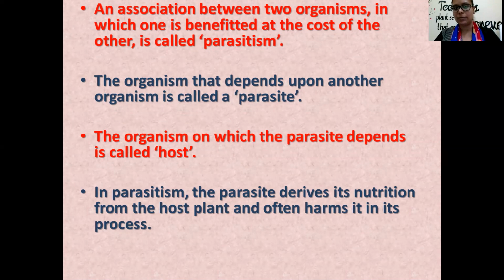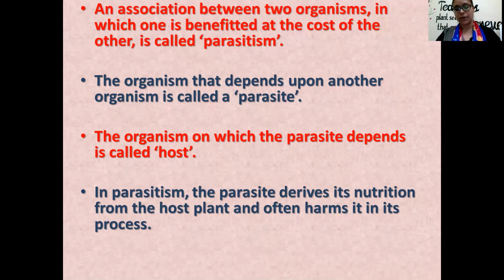Now, I'll give you one example. Suppose we have guests visiting us in a family. Once they visit our place, they depend on us. So we are the host. Similarly in plants, the host organism is the organism on which the parasite depends. In parasitism, the parasite derives its nutrition from the host plant and often harms it in the process.